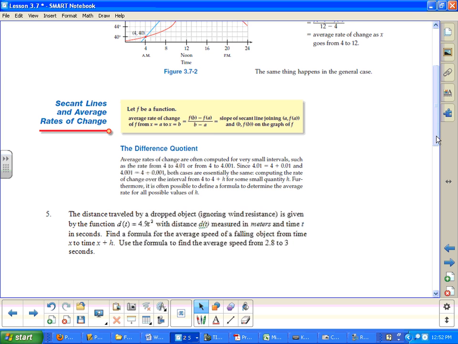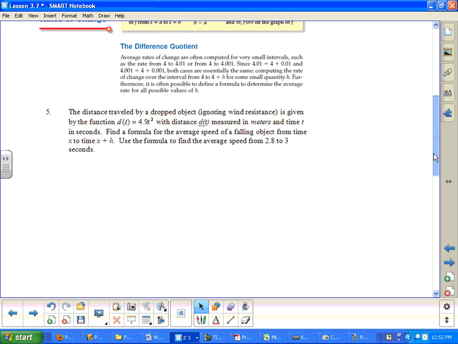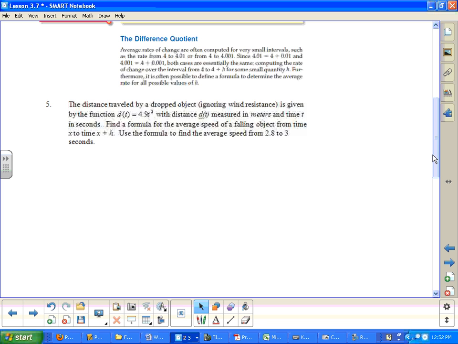This is still finding the change in y over the change in x. But we're going to use a little bit about the difference quotient though.